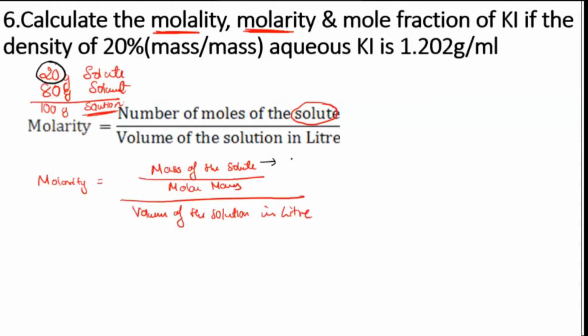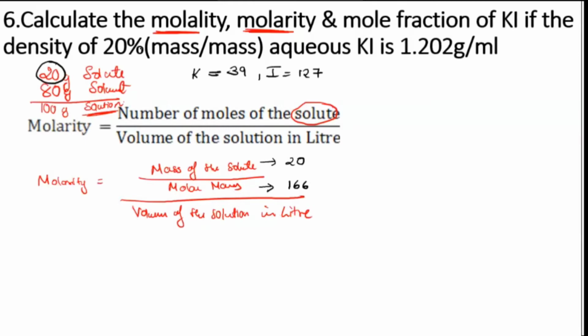And molar mass, I had given you potassium and iodine's molar mass. Potassium is 39 and iodine is 127, so it is 166, correct? So your molar mass will be 166, I'm just roughly writing it; later we will substitute everything. So we got mass and molar mass. Next, what is remaining? Volume of the solution in liter is required.